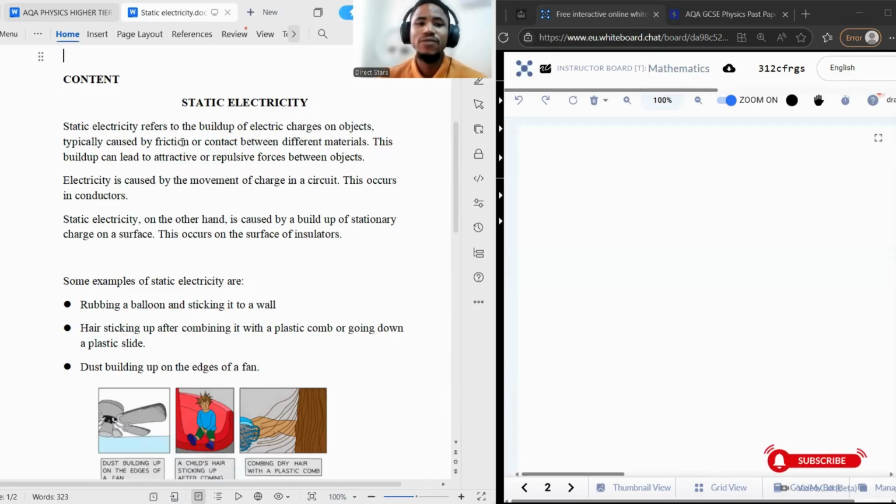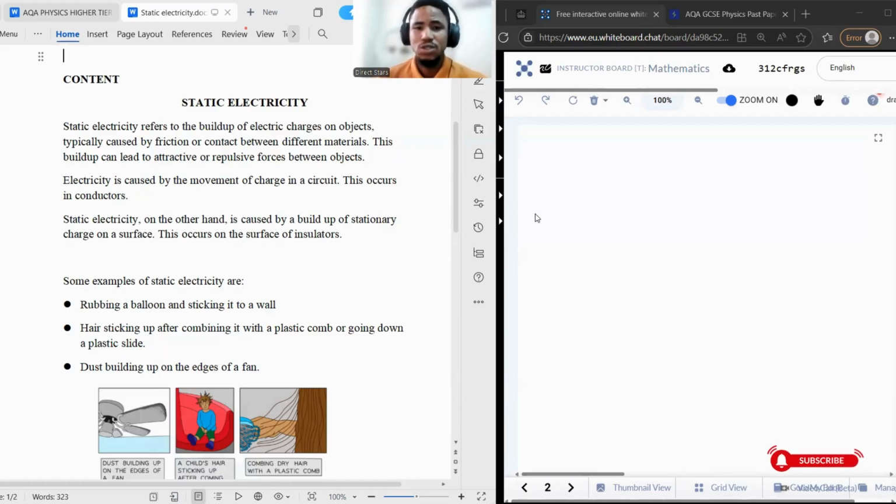Static electricity refers to the buildup of electric charge on objects. This electric charge is typically caused by friction or contact between different materials. So static electricity works when there is contact or friction between different materials, and these different materials might be insulators or conductors. These buildups can lead to attractive or repulsive forces between objects.